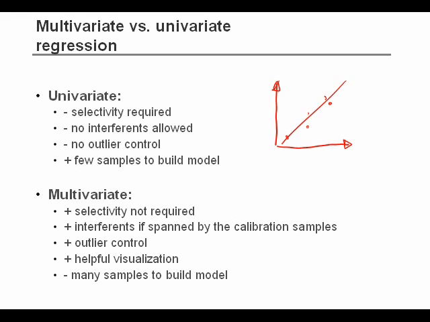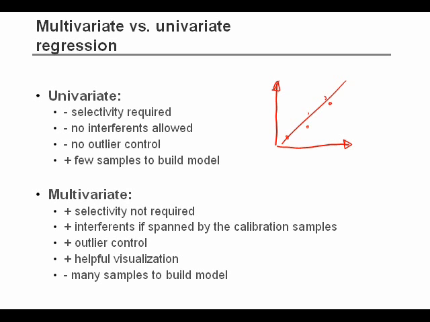Before we stop, then a last slide, which talks about the difference between multivariate and univariate regression. In univariate regression, we only use one variable instead of many. What's the advantage and disadvantage of doing that? Well, first of all, we need to have selectivity. If we want to predict something from one X variable, well then that X variable must reflect only the property of interest and nothing else.